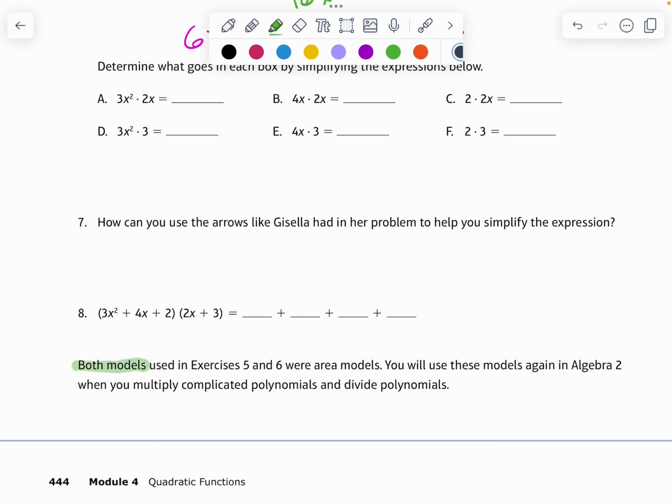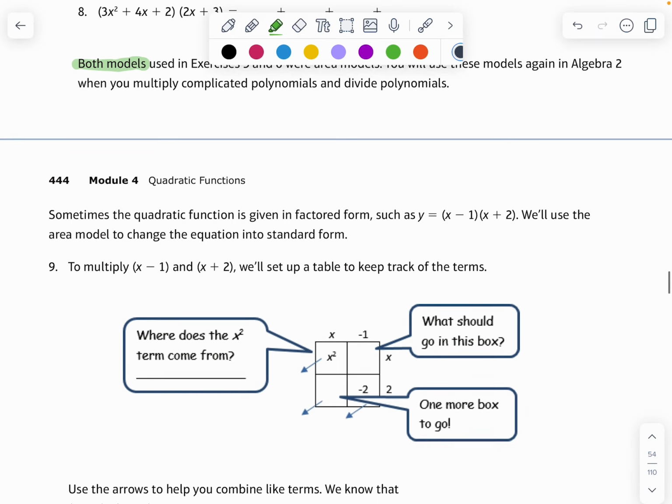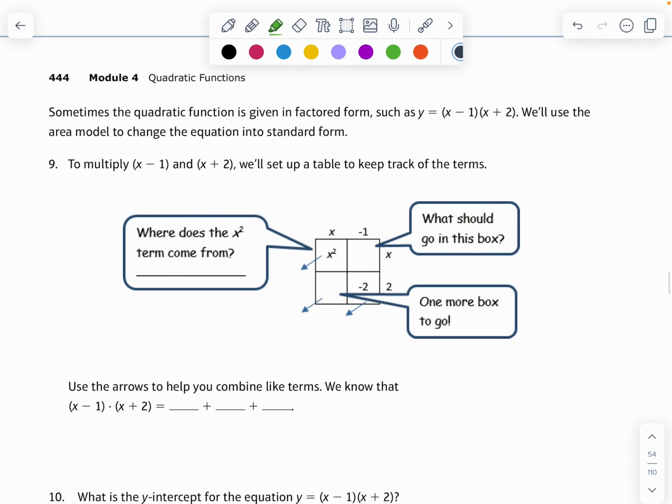Both models were area models, right? Or you can double distribute. It works the same way. All right. So right here, they took x minus 1. They put the x here, the minus 1 here. This one, x plus 2, is x and a positive 2. So if we fill it in, you'd get a negative 1x. And over here, it'd be 2x. Combine those. You should get x squared plus 1x, or I would just write x, and then minus 2.